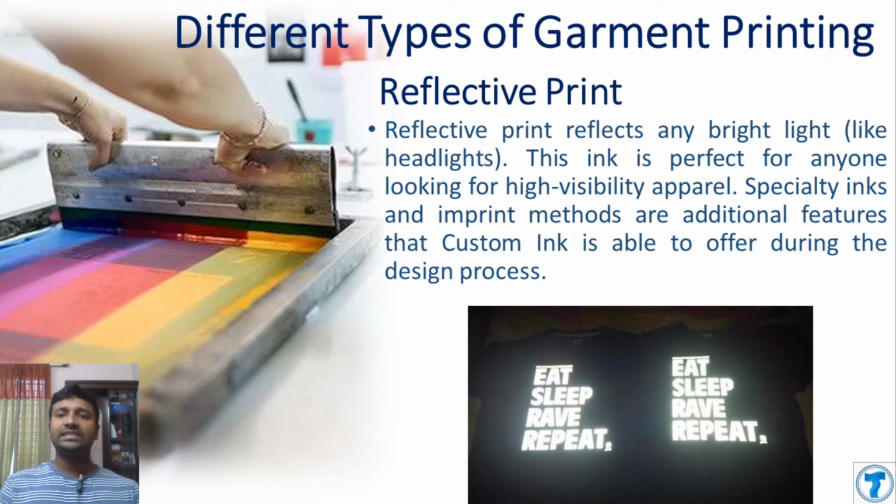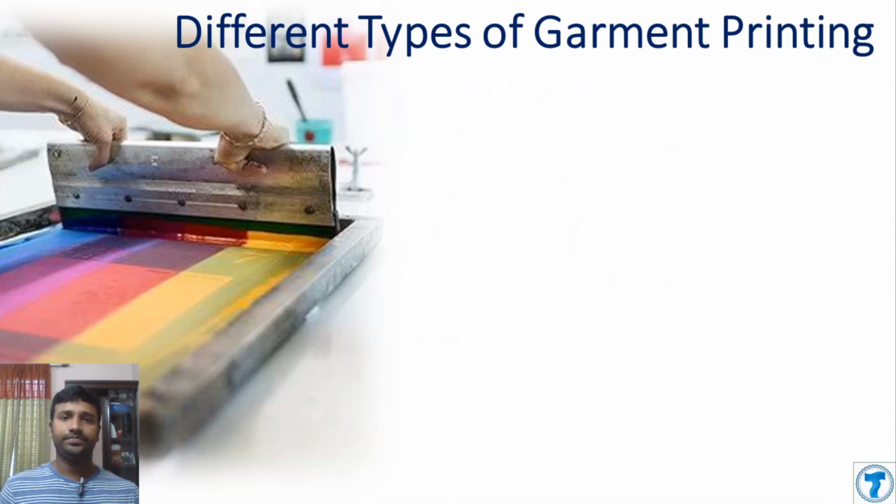Reflective print reflects any bright light like headlights. This ink is perfect for anyone looking for high visibility apparel. Special ink and printing method is used for this reflective print. So reflective print is done in two ways. One is transfer print and another is with the printing paste. Special printing paste is used for this reflective print.